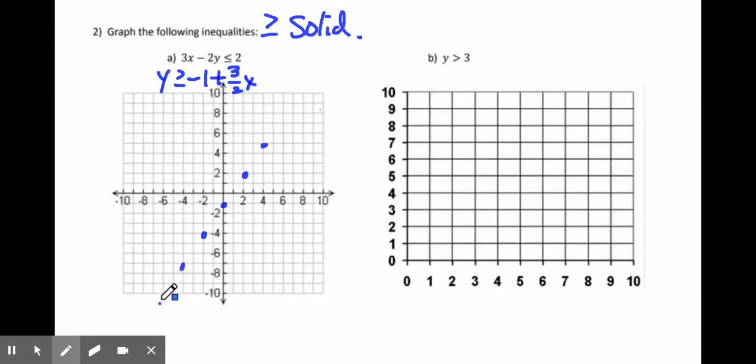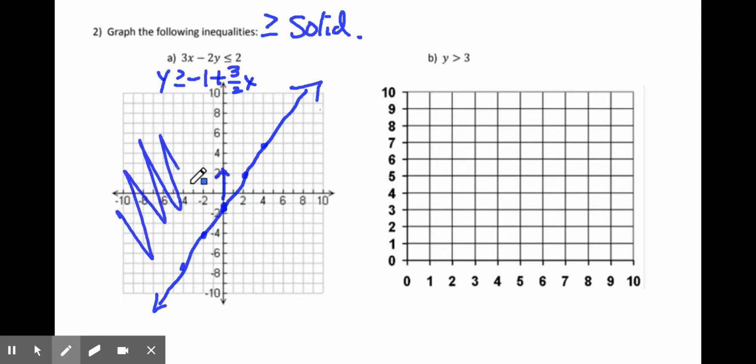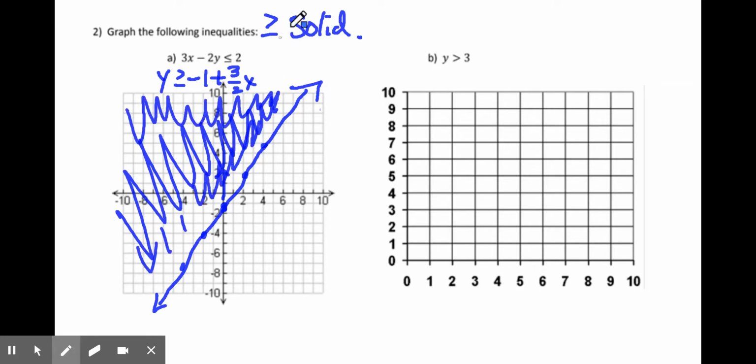The line is going to be solid because it's equal to. So that means the points on the boundary or the line itself are answers. And now it says y is greater than that. So we're going to go to that y-intercept that's right here, and y is greater than the line. So greater than is above the line. So we're going to shade everywhere above the line in blue. All of these points are solutions above the line. Y equals negative 1 plus 3 halves x.